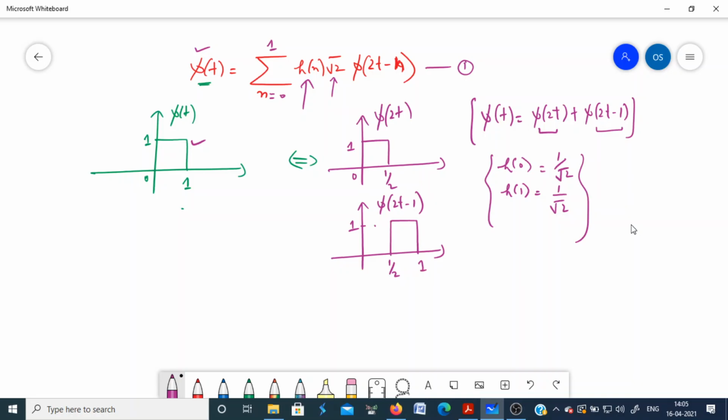So in this equation, if you put 1 by root 2 and 1 by root 2, the 1 by root 2 and root 2 will get cancelled, and your phi t will become this. So this is what is called a scaling filter.